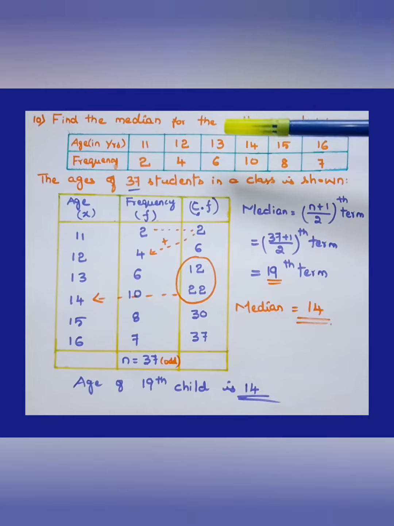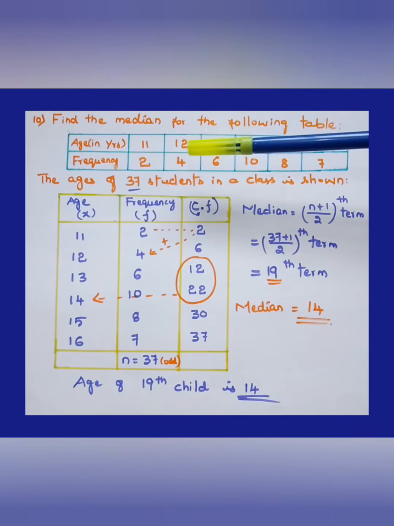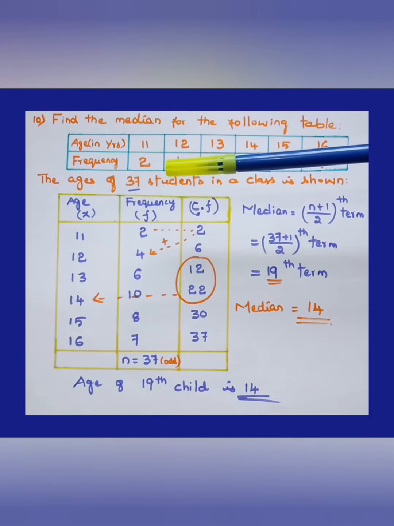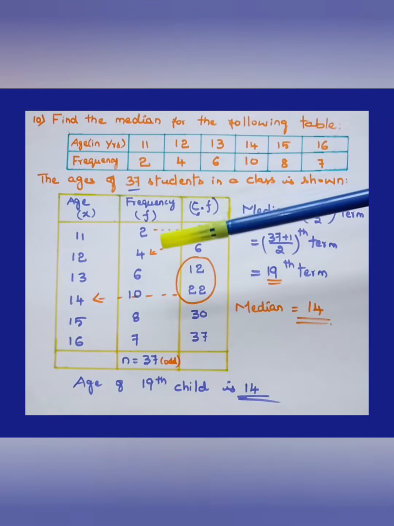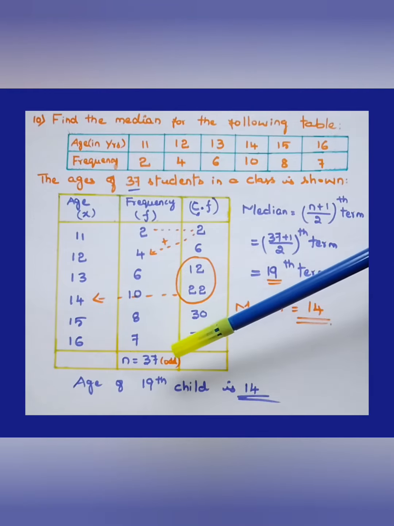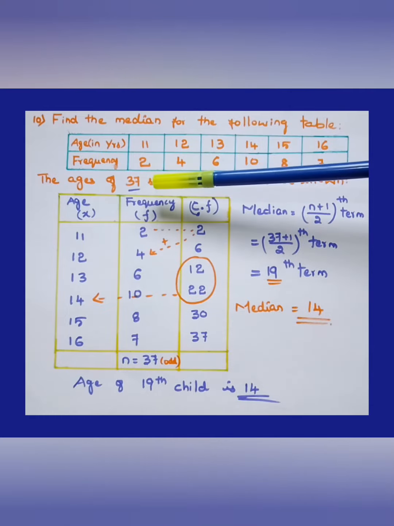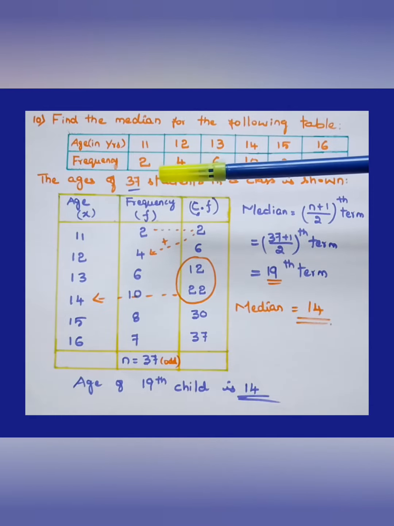Here it is given: age in years, frequency, and the keyword median we have to find out. The ages of 37 students in a classroom is shown. So 37 students, if it is given as a clue, you need not add all the frequencies to find the n value. This is the n value. We can utilize that time.